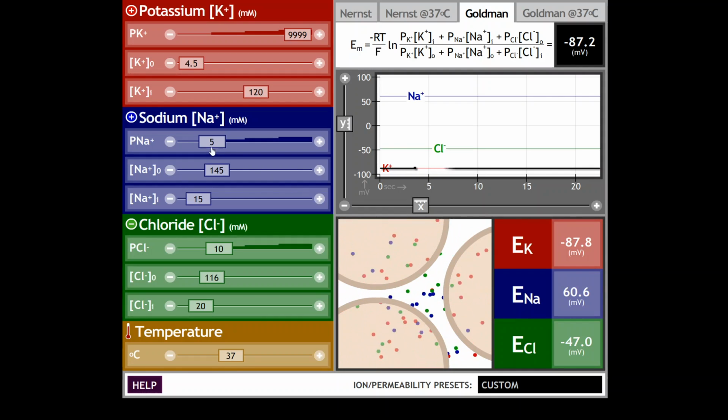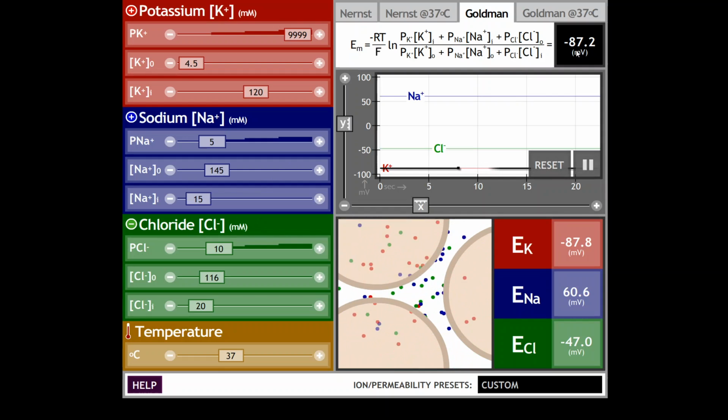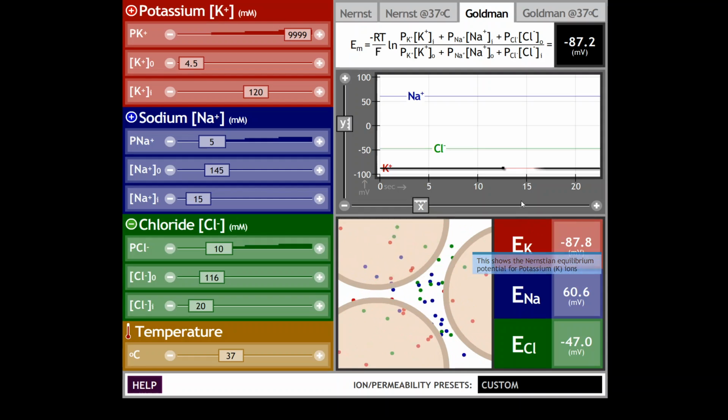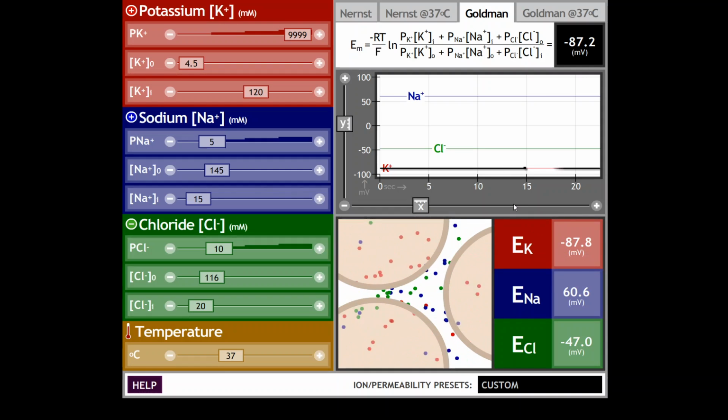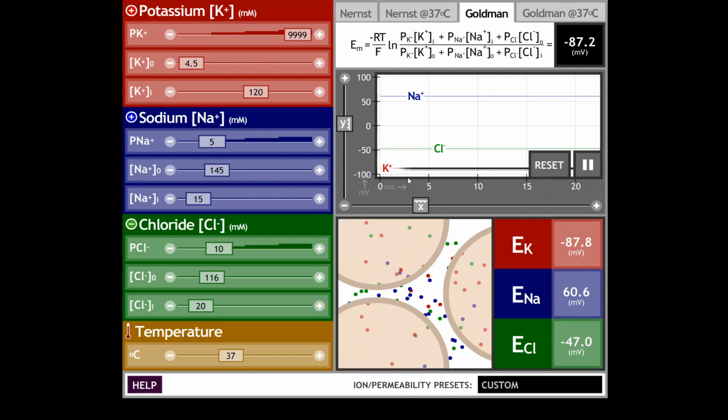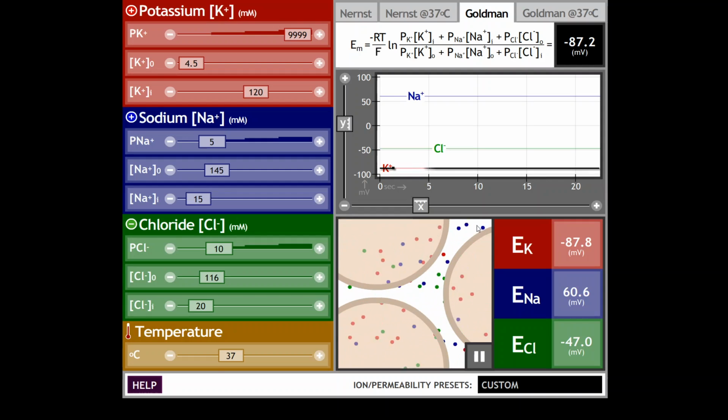Now, of course, it's still permeable to sodium and chloride. That's why it's not exactly the same. So it's negative 87.2 versus negative 87.8. But that's a small difference, and so in this case, these numbers aren't zero, but they're so much smaller than this number that they basically can be treated as zero.